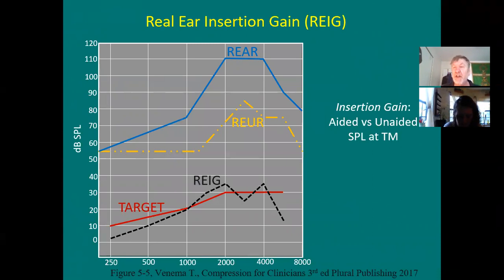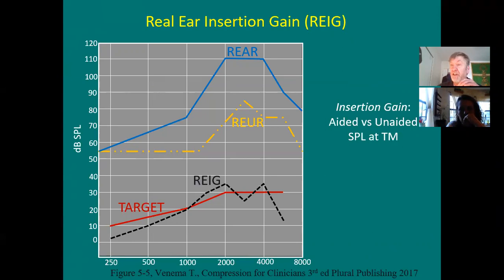This is the look and the screen of yesterday's real ear. Real ear aided in blue, real ear unaided in yellow, real ear insertion gain as the black dotted line. You can see that you did two measures here. You first did REUR, then you did real ear aided response. And then your equipment automatically calculates the difference between the blue curve and the yellow curve, and it gives you the black dotted line. And that's your insertion gain.